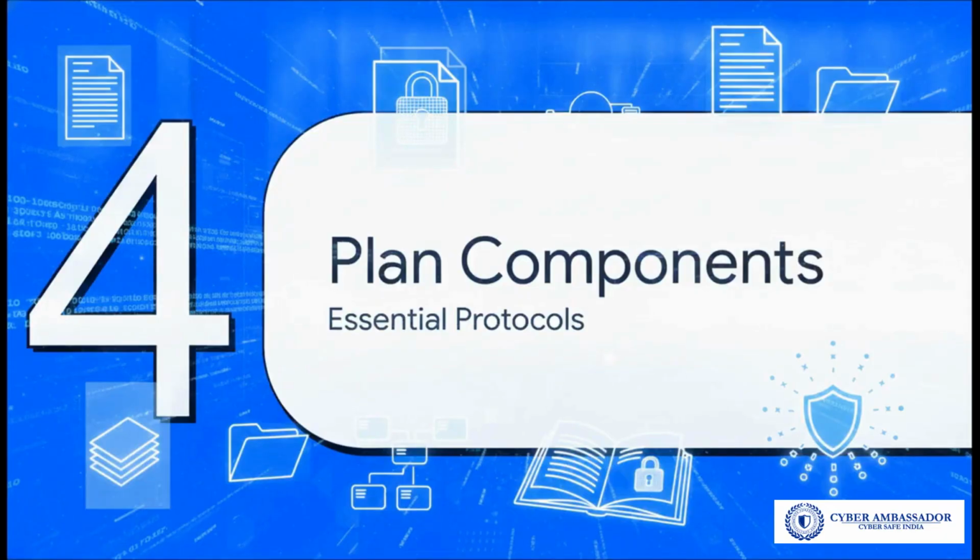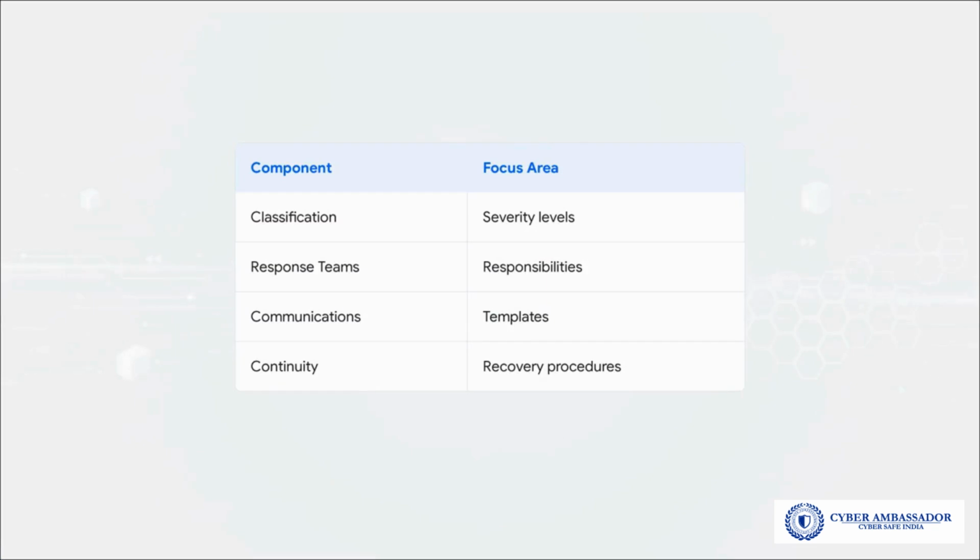Let's look at Section 4, essential plan components. The crucial point here is that a successful CCMP requires a highly structured response matrix. First, you need incident classification to instantly understand the severity level of an attack. Like, is it a minor phishing attempt or a full-blown ransomware lockdown? Next, you need your response teams mapped out with granular responsibilities.